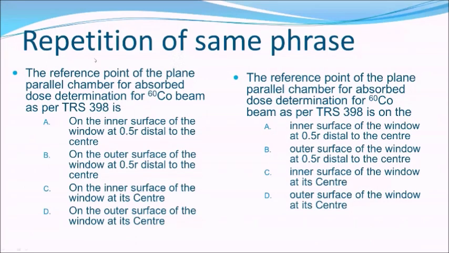Then the other thing is repetition of the same phrase. This is a very simple thing. Probably we don't do this. For example, in this question, if you see, all the alternatives have the same starting phrase: on the inner surface, on the outer surface, on the inner surface, on the outer surface. Sometimes you will have 2, 2, 2, 2 or something like this. So this can be taken to the stem itself. This "on the" could be here, and then you say inner surface, outer surface, inner surface, outer surface as a continuous statement. So instead of repeating the same thing, this is just to make it look good.